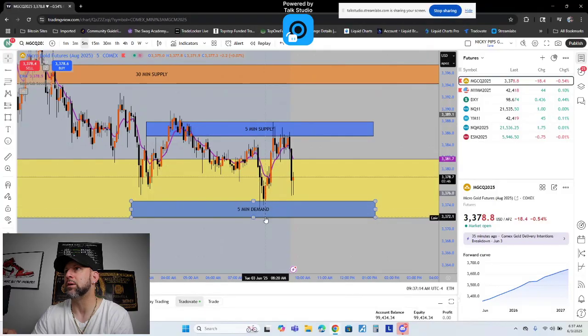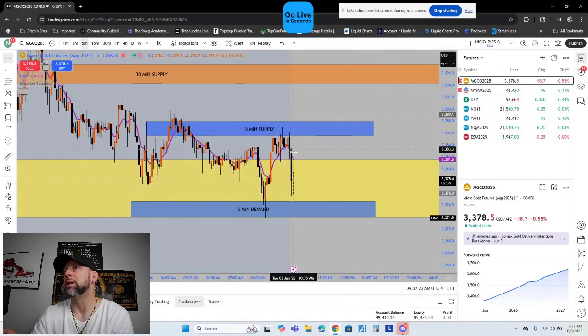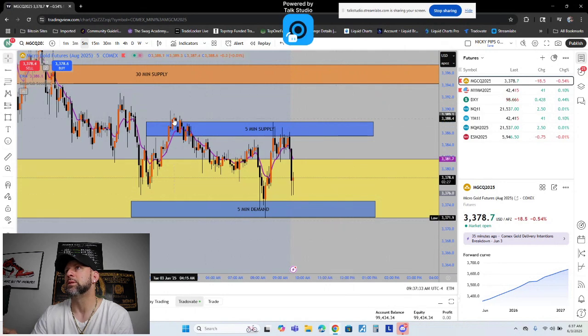So of course, it came down, rejected this level of support right here, came back up, tapped into 5-minute supply zone again, and then of course came down here, almost tapped into 5-minute demand again. So it's just a lot of up, down, up, down. It's just kind of choppy. So even this was kind of choppy. That wouldn't have been really that good.